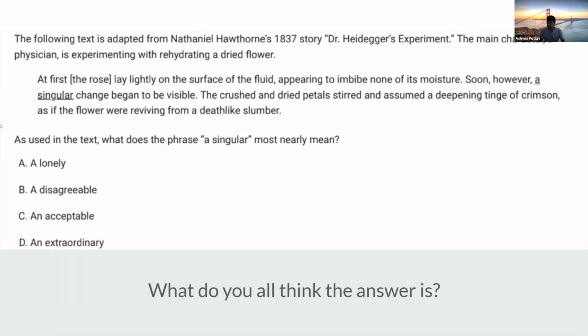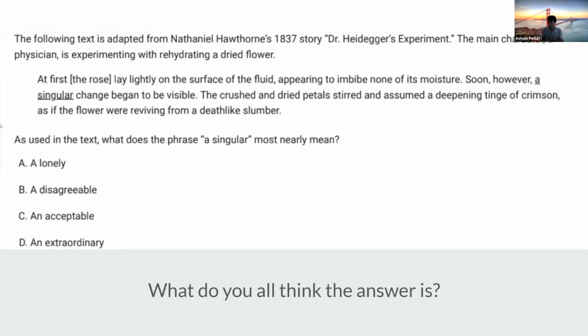So if we look at our answer choices and we look at what they're asking, what does the phrase a singular most nearly mean? The thing is, this is where the reading comprehension is quite critical, because a singular does not necessarily mean its definition as a word by itself. It means something else when it is essentially blended in with the rest of the text.